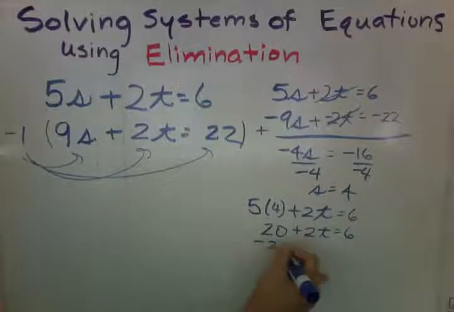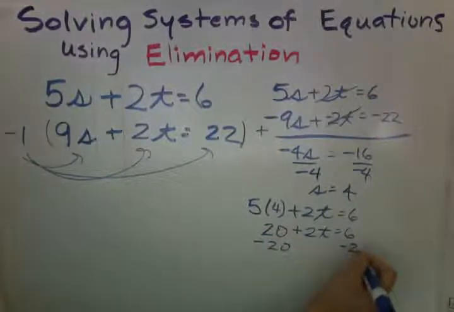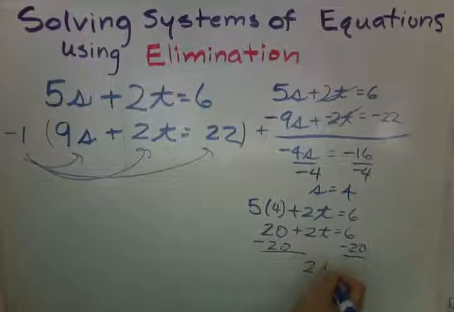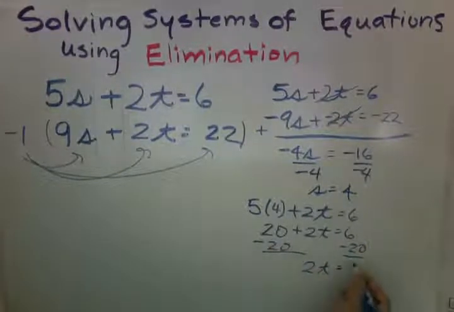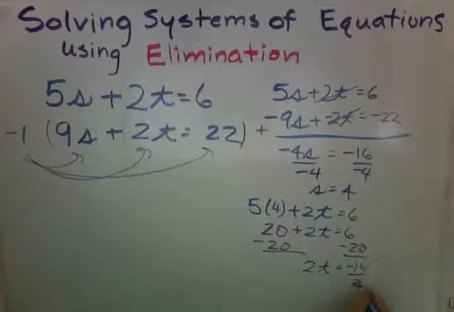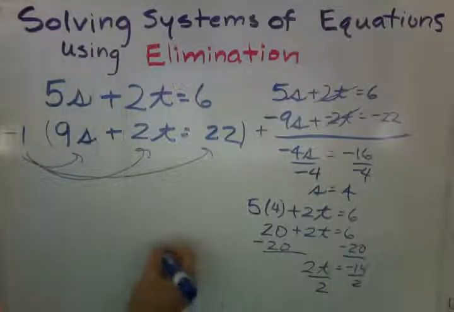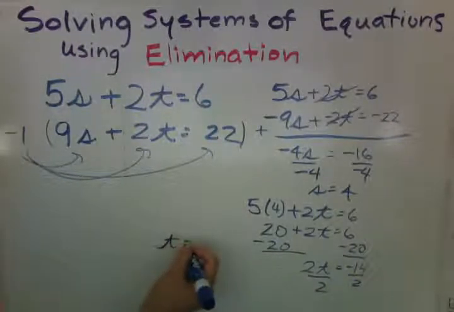These again are multi-step equations, so if you're forgetting how to do multi-step equations, just check out the other old videos. Okay, we get -14, divide by 2, divide by 2. I'm just going to write the answer here. t equals -7.